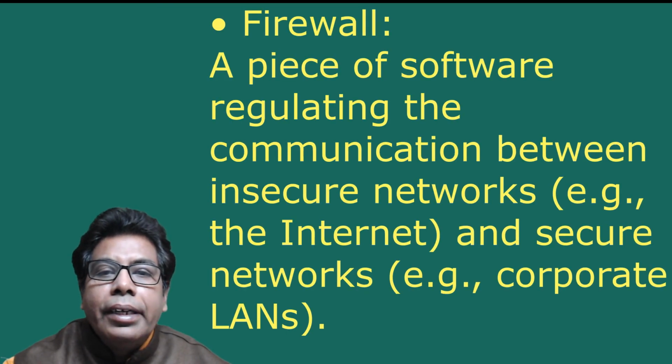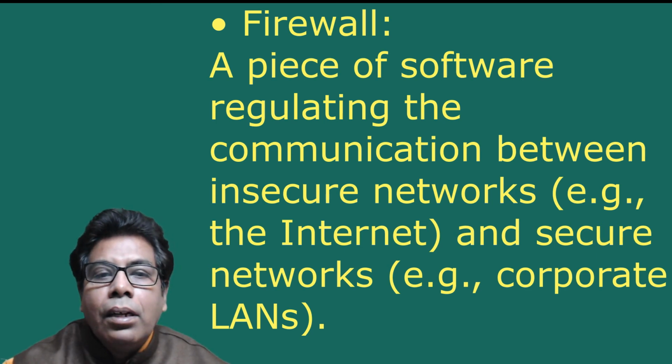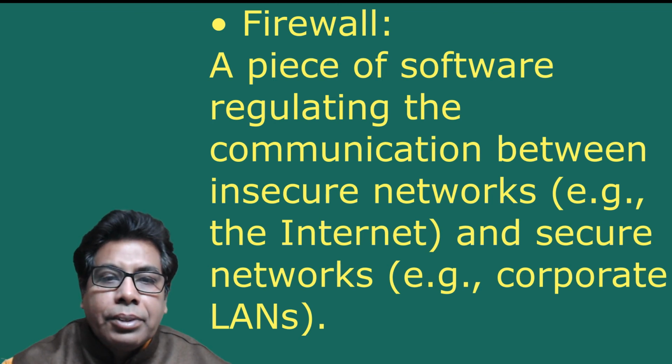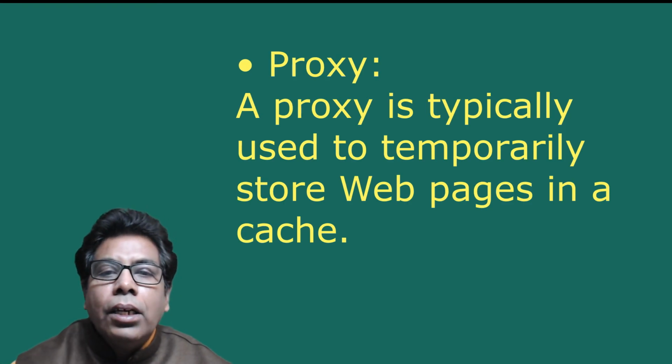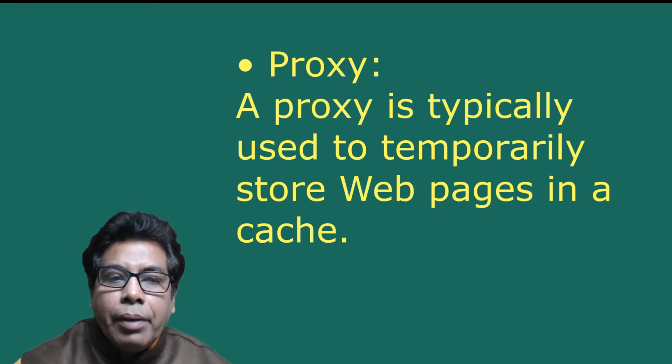Then next is firewall, a piece of software regulating the communication between insecure networks, for example the internet, and secure networks, for example corporate local area networks. This communication is filtered by access rules. Then next is proxy. A proxy is typically used to temporarily store web pages in a cache memory. However, proxies can also assume other functionalities, for example adapting the contents for users, that is customization, or user tracking.